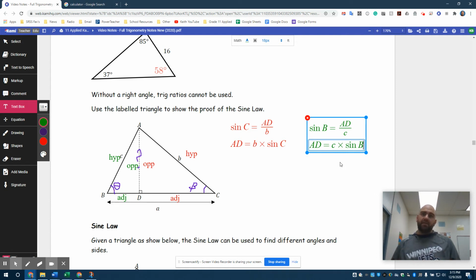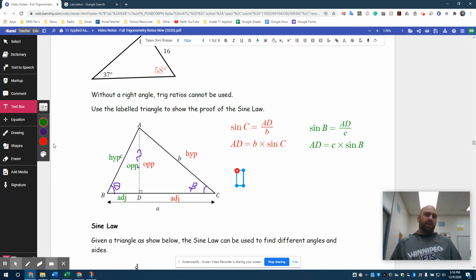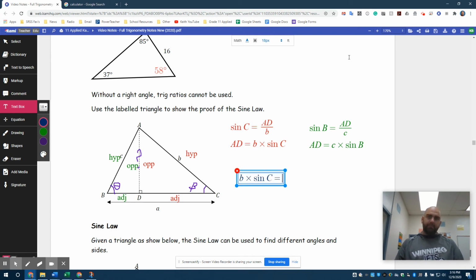So that means that this right here with the C and this right here must be the same thing. They must be equal to each other. Okay? So that means that those two must be equal to each other. So what I'm going to do then is I'm actually going to use that to come up with another equation here. So I'm going to say that B times sine C must be equal to C times sine B. Okay, they must be equal to each other.